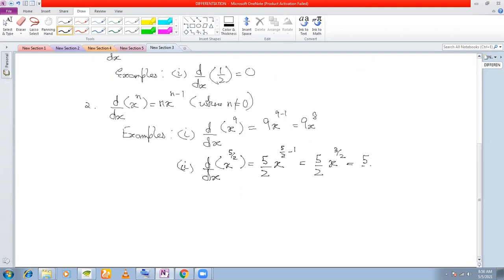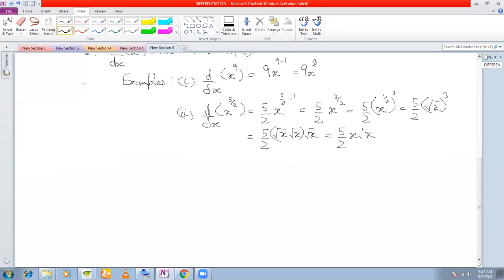Which can also be written as 5 by 2 times x to the power of half, cubed, which is 5 by 2 root x cubed, which can be written as 5 by 2 root x into root x into root x. Now 2 root x combined give you simply 1 root x, so you get x root x. So that is how you can use this result.